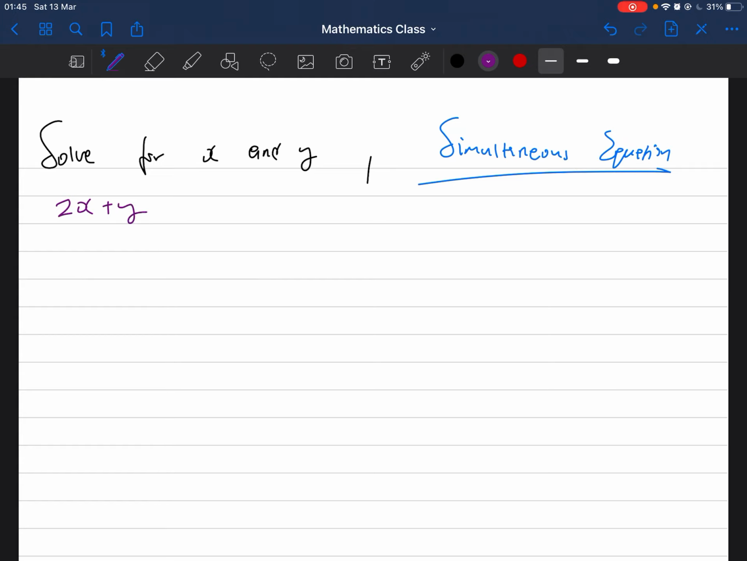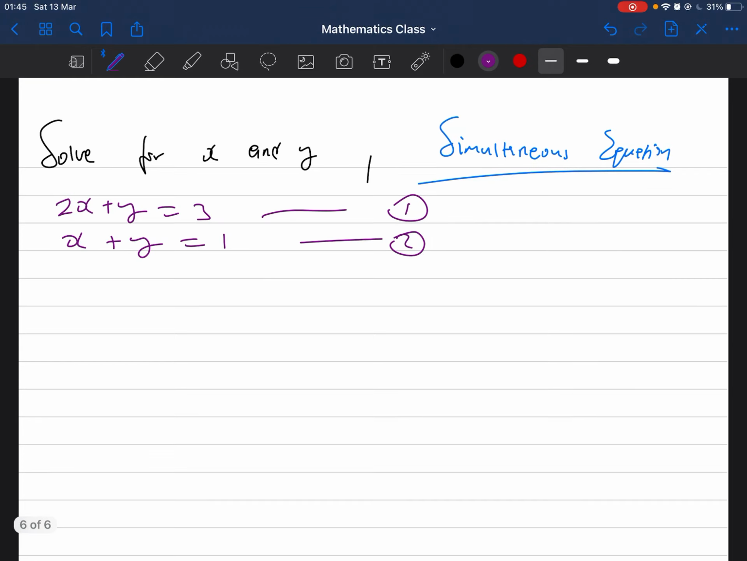2x plus y is equal to 3 and x plus y is equal to 1. So this is your first equation and second equation. This will be given, right? The best way to solve this is to take equation 1 or equation 2. It depends on you. Equation 2 looks easy, not complicated, doesn't have a lot of coefficients. So let's just take equation 2 because it looks easy.